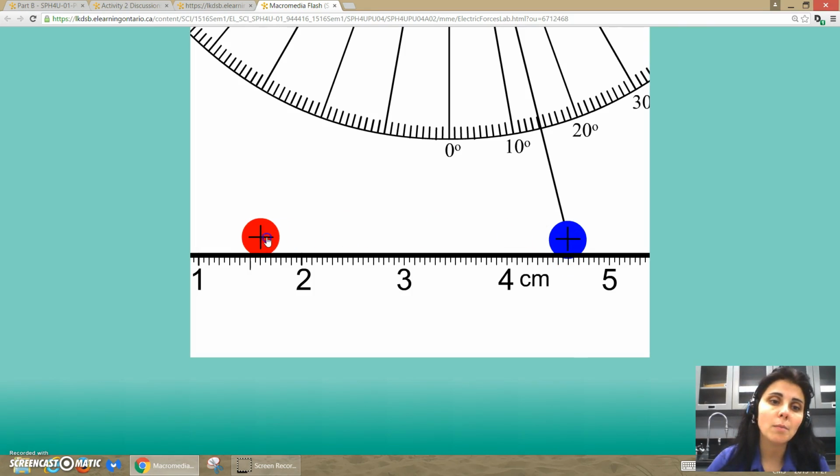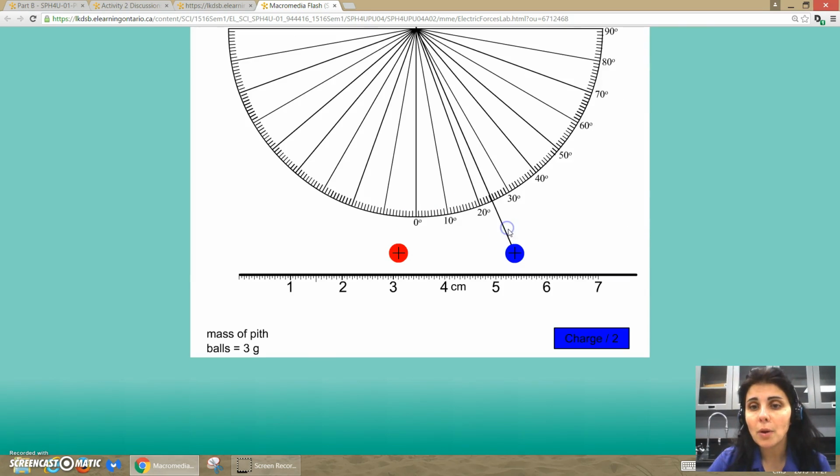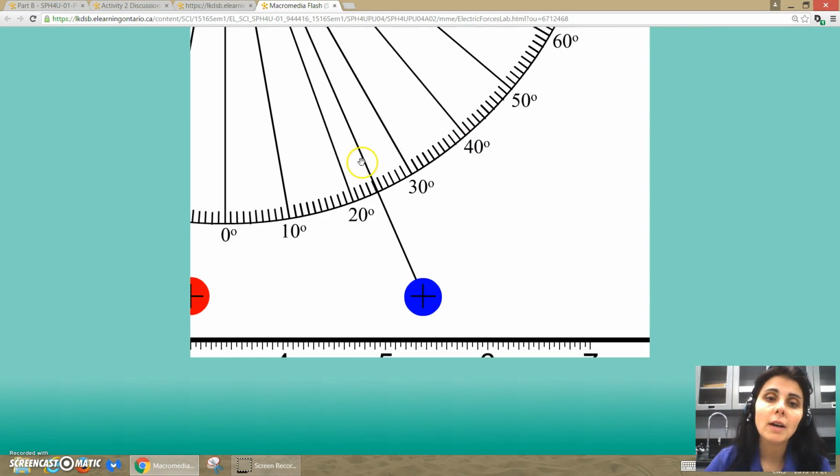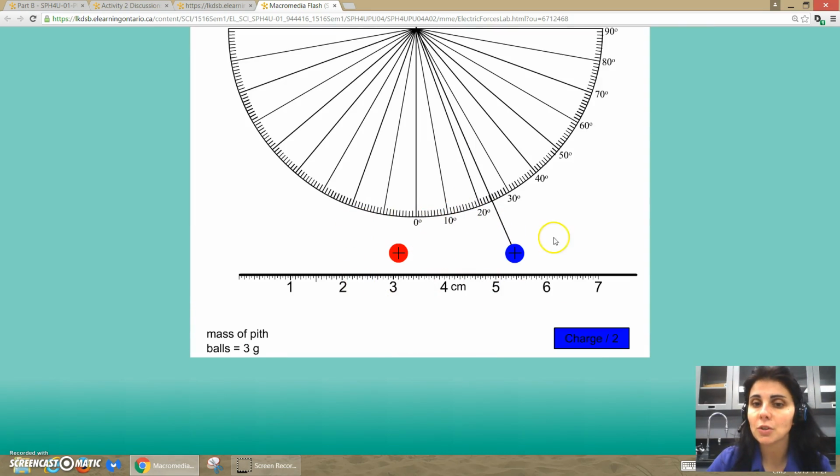You're then going to move the red pith ball to a position that is precisely 1.5 centimeters away from that, and then release it. At that point, you have your initial conditions. So the red pith ball has a charge of 1. The blue pith ball has a charge of 1, which is just arbitrary. It doesn't matter what the actual charge is. And you're actually able to record the deviation from the center right from the protractor. So that would be your initial condition.